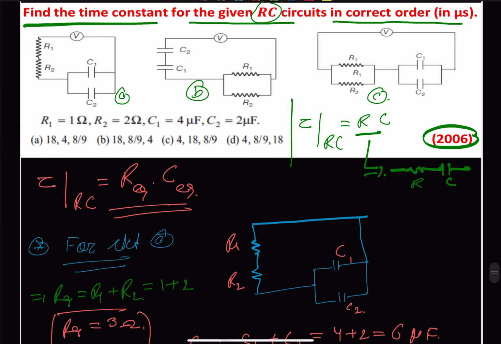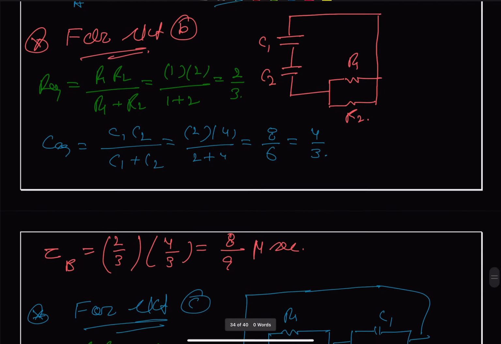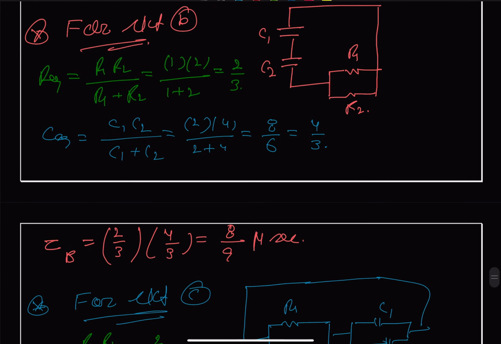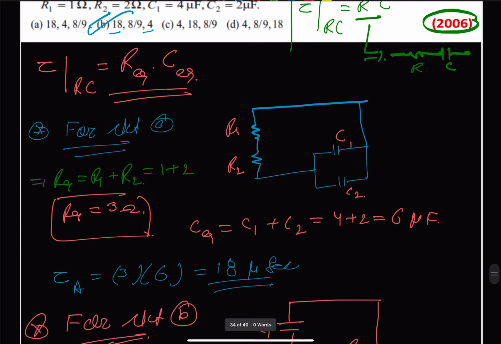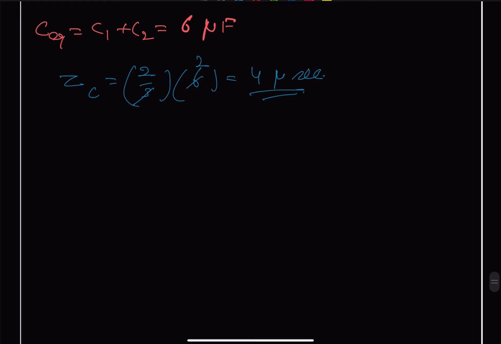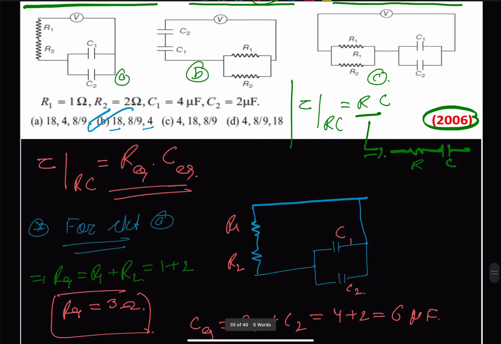So we have A as 18, C as 4, and B as 8 by 9. I think 8 by 9. Yeah, 8 by 9. So we get option B as the correct one. Option B is correct.